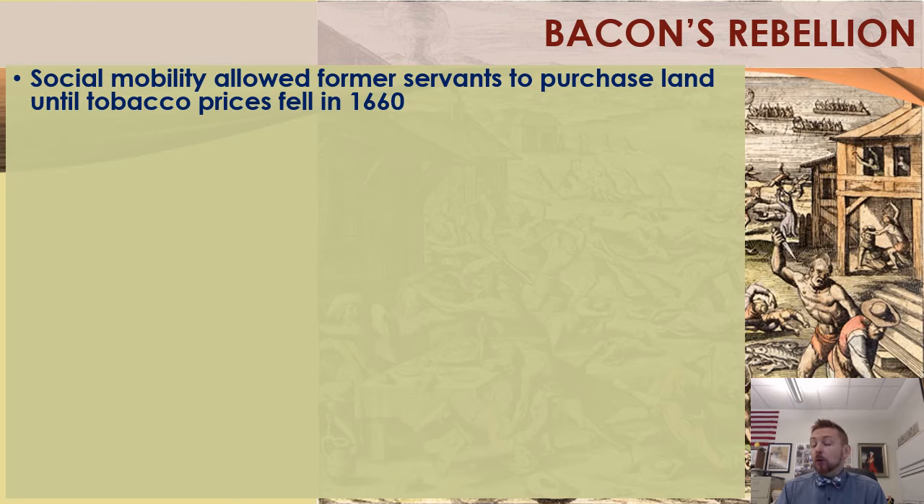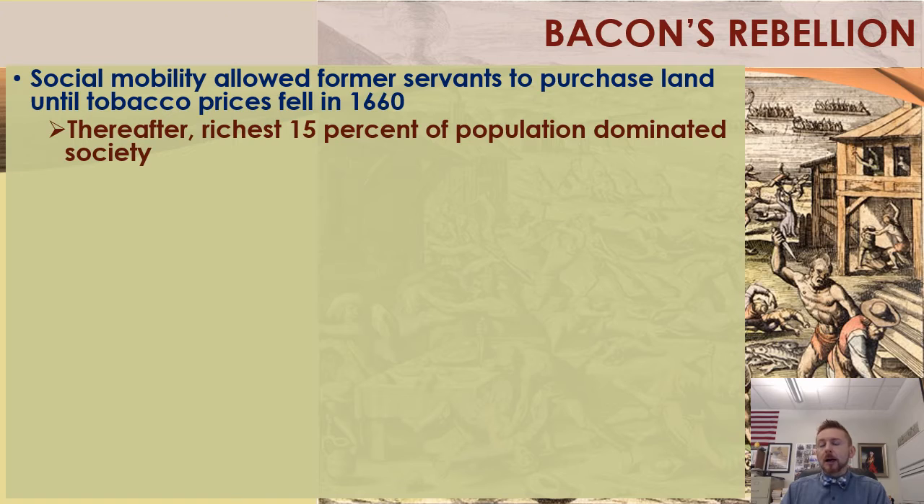Social mobility worked okay in those early years, but by the 1660s, a combination of high taxes and falling tobacco prices is really starting to squeeze poor people in Virginia. After this point, about the richest 15% of the population will dominate Virginia society. So this becomes a society in which the very, very, very elites control everything. When in doubt, pinky out. You sort of have to imagine these large planters controlling county courts, running all the political offices, representing everyone in the House of Burgesses.